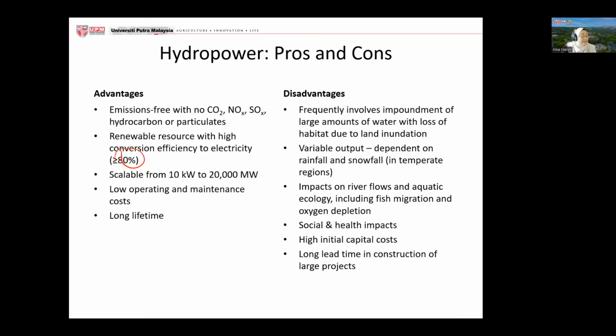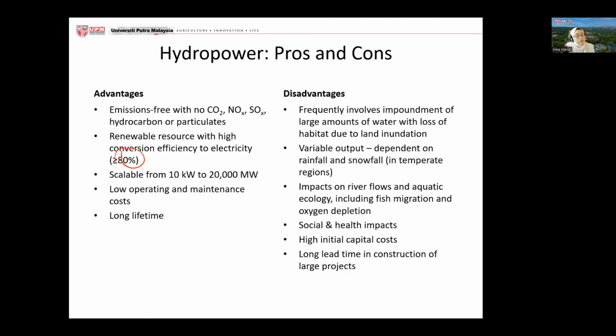But the disadvantages are there. Loss of habitat due to land inundation, variable output. Sometimes when there's a lot of rainfall, you can have a lot more electricity. But if there's no rain at all and the water in the dam is reducing, there may come a time when it's not enough to turn the turbine and you won't have electricity at all. It has environmental impacts, of course, on river flows and aquatic ecology.